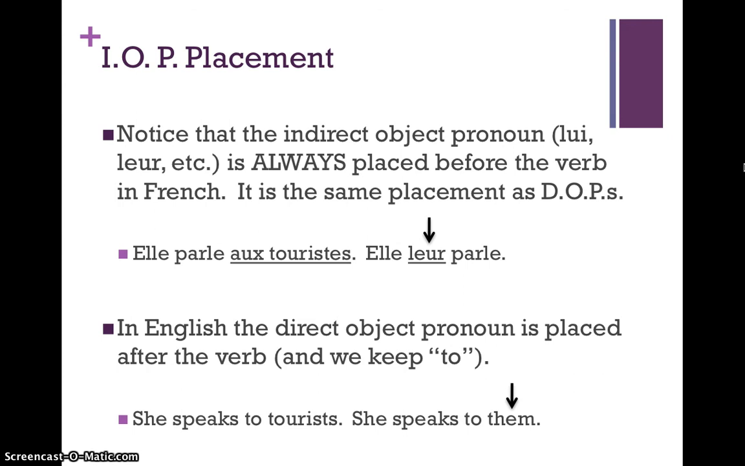So notice that the IOP is always placed before the verb, and this is the same as we learned with DOPs. So elle parle au touriste becomes elle leur parle. Remember, we replace both the à, or in this case the à contraction, and the noun with leur. Whereas in English, she speaks to tourists, she speaks to them, we actually keep the to.